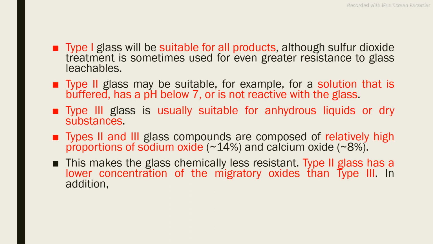Why does type 2 have a low concentration of migratory oxide? Because type 2 glass is internally coated by the chemical. Type 2 goes through the chemical treatment, and that's why type 2 has a lower concentration of migratory oxide as compared to the type 3. Whereas in type 3 there is no chemical treatment, so the alkali metals are very free to enter into your parenteral preparation.